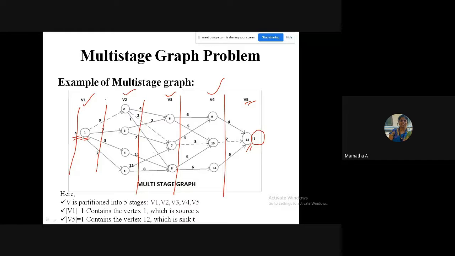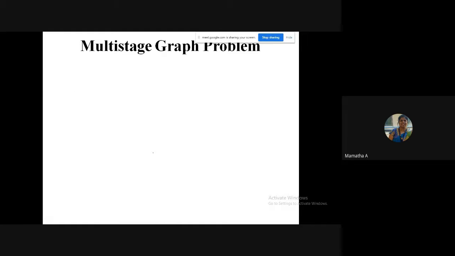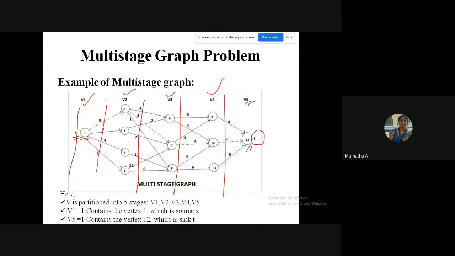Now you can think, what is the problem now? What is this multi-stage graph problem? You now know what a multi-stage graph is, right? In this example, if I ask you the path from source to sink, there are many paths. You can observe, I can reach 1 to 4, 4 to 8, 8 to 10, then 10 to 12. So many paths are there from S to T.